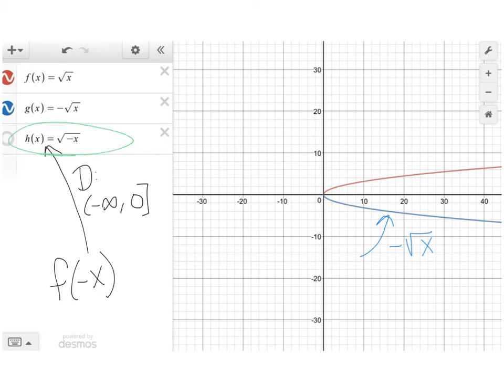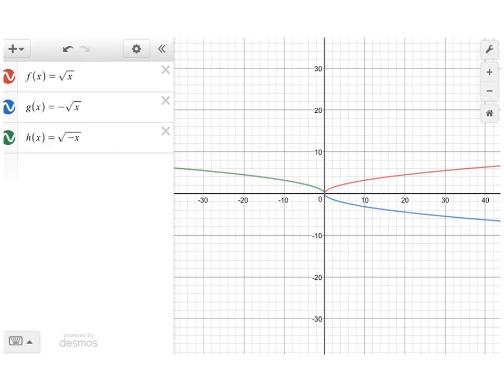So let's take a look at what that looks like. This graph is going to be in green. And here we have the square root of negative x. So this is a reflection across the y-axis. So all three of these graphs have the same shape, but it's where they're positioned. We took the red graph originally, we reflected it across the x-axis when we had negative square root of x. And then we started over and we reflected across the y-axis when we have the square root of negative x.